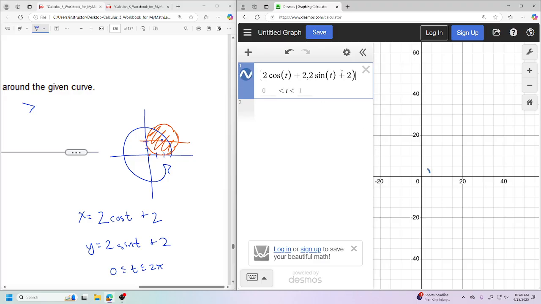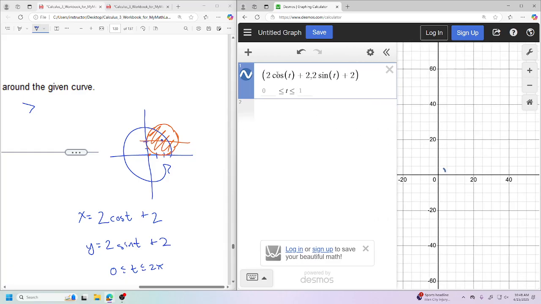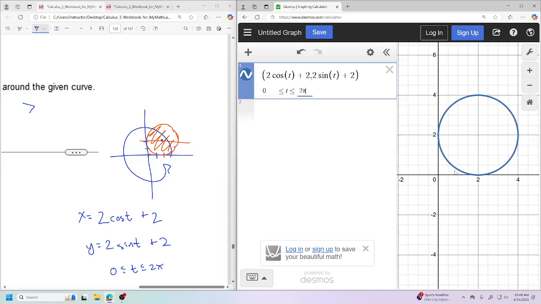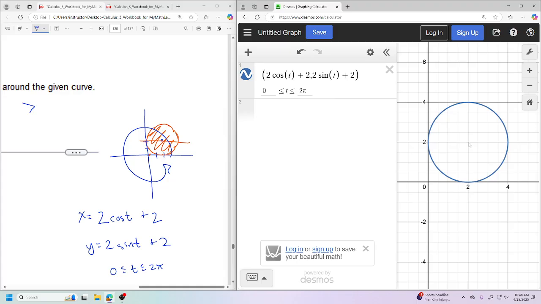Okay, I know that looks a little silly, but what we did is I put it in parentheses with a comma, and it says we want to go 0 to 2 pi. And you can see we got a circle. And if I scroll in a little bit, I'm centered at 2, comma 2, and I have a radius of 2. So I did get what I wanted.